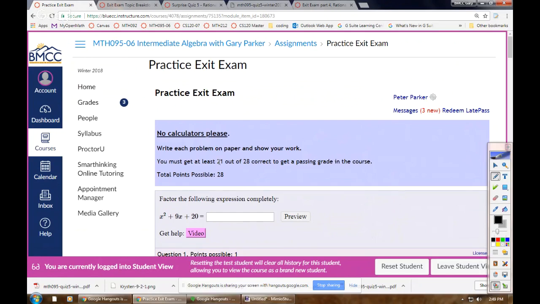You got to get at least 21 out of 28 or better to keep your passing grade in this class. You have 2 tries to do so. I don't think I've ever had a student who was passing the class at this point and was unable by their second try to get at least 21 out of 28 correct. Most people get it right on their first try. So you got to practice though.